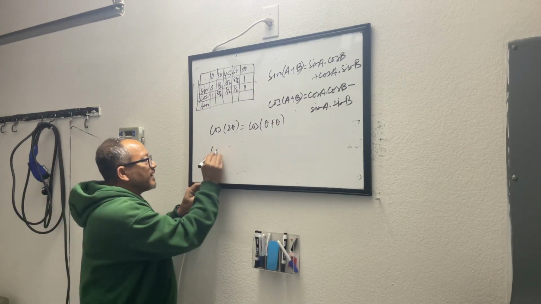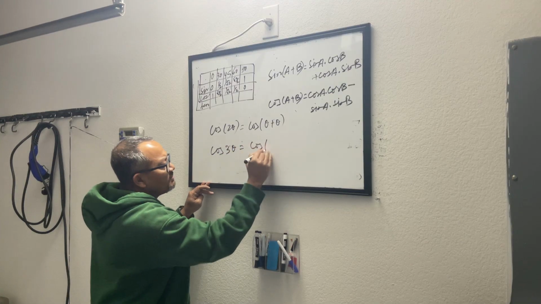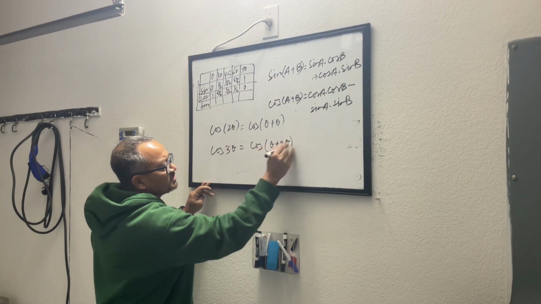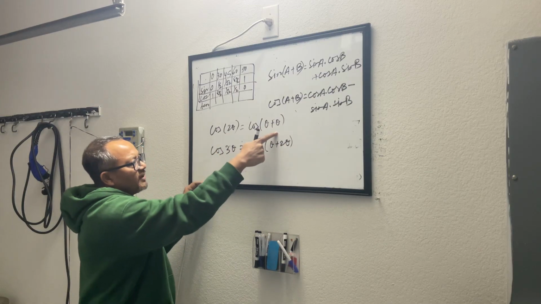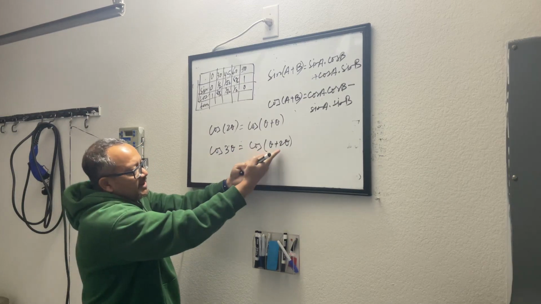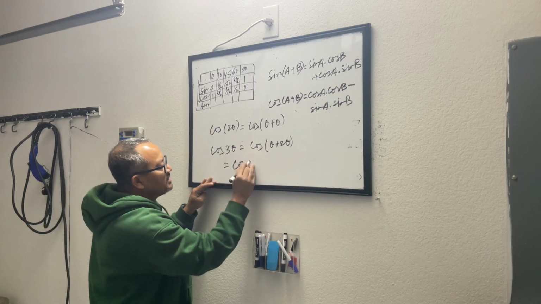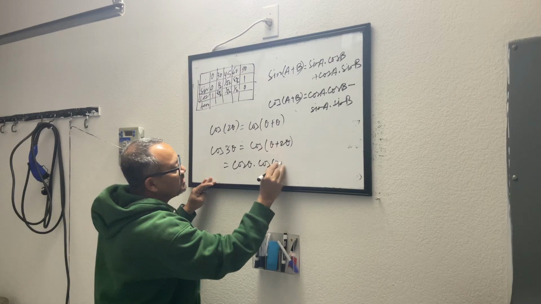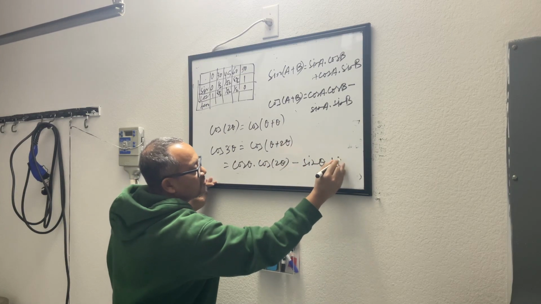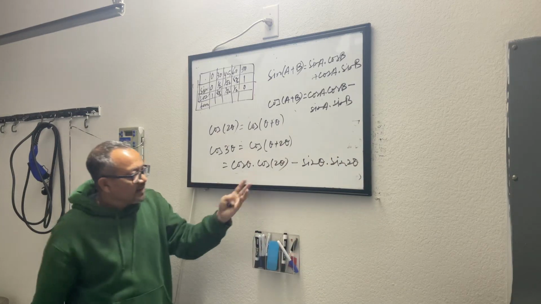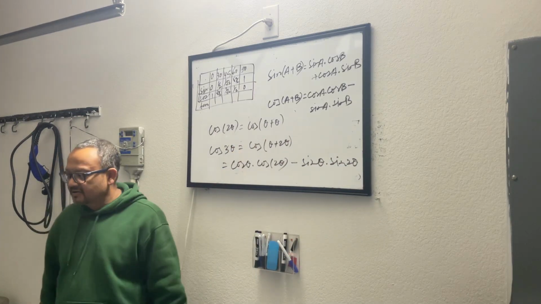If somebody says, find out cos of 3 theta, same thing. Cos of 3 theta will be equal to cos of theta plus 2 theta. This is your A, this is your B. You will find out the value of cos of 2 theta, and basically you will break this down as cos of theta times cos of 2 theta minus sine of theta times sine of 2 theta. And find out the value of cos of 2 theta from this equation, plug it in here.